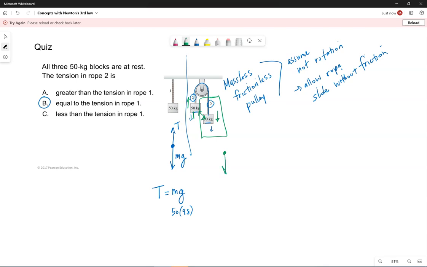Well, this mass is experiencing the force of gravity. It's experiencing tension 2 upwards. And the fact that they're telling us that the blocks are all at rest is important. If they're at rest, this pulley system is balanced, they're going to remain at rest. If there's no acceleration, then the tension in that rope needs to equal mg, the 50 kilograms times the 9.8. So this is why they have the same tension.